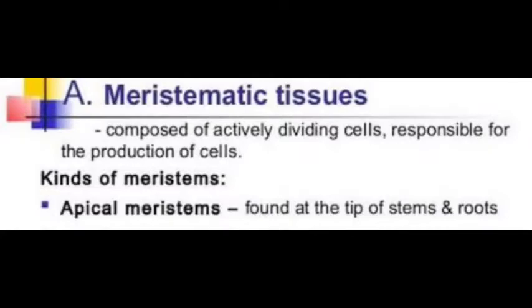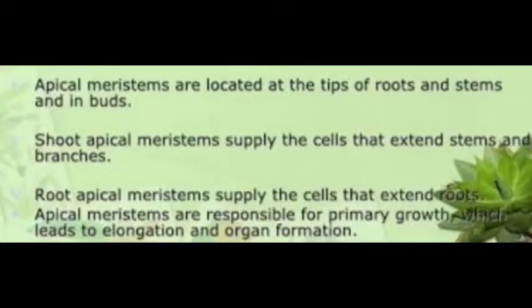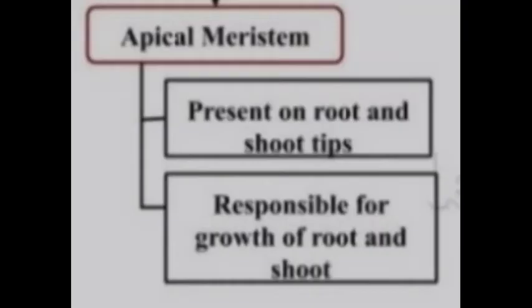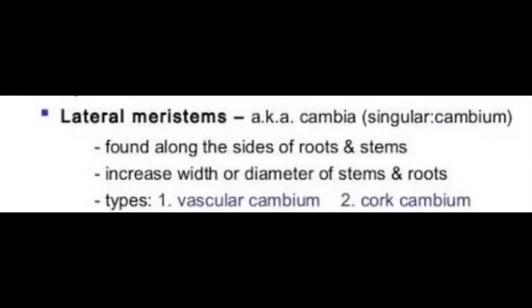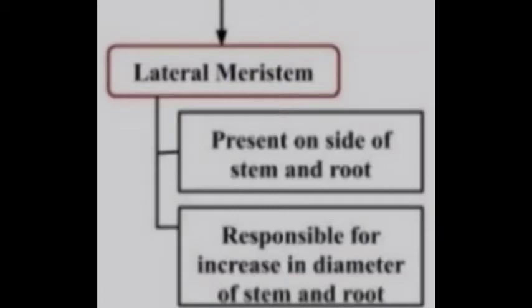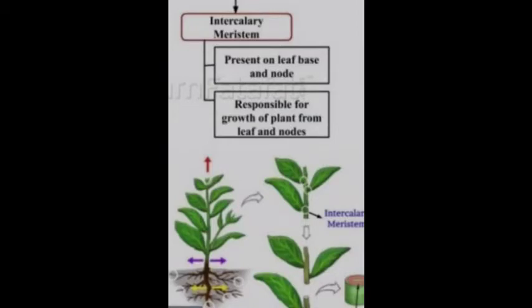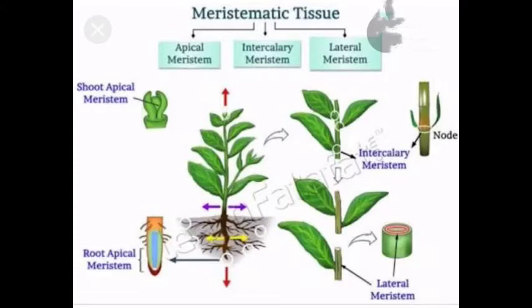The apical meristem is present at the growing tips of stems and roots. Its important function is to increase the length of stems and roots. The lateral meristem is present on the lateral sides of the stems and roots. Its important function is to increase the thickness of stems and roots. The intercalary meristem is present at the base of leaves or internodes. Its important function is the longitudinal growth of plants.